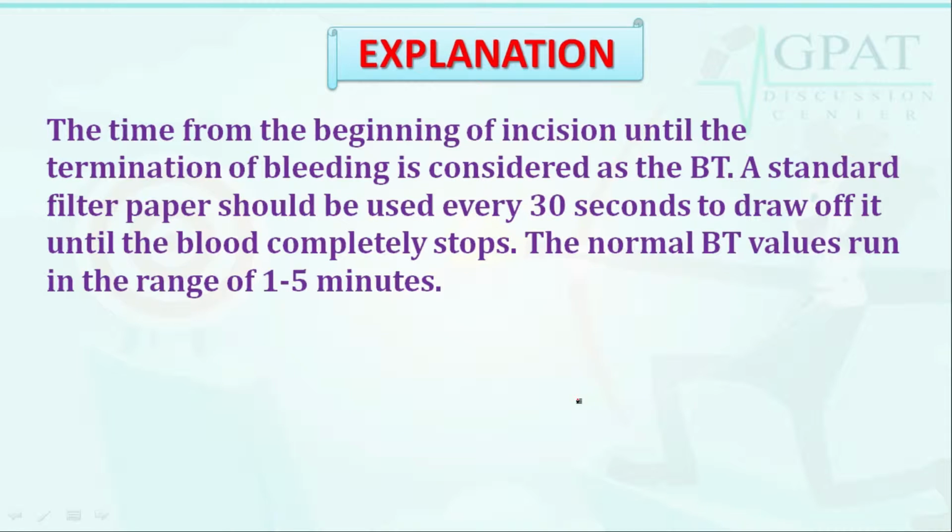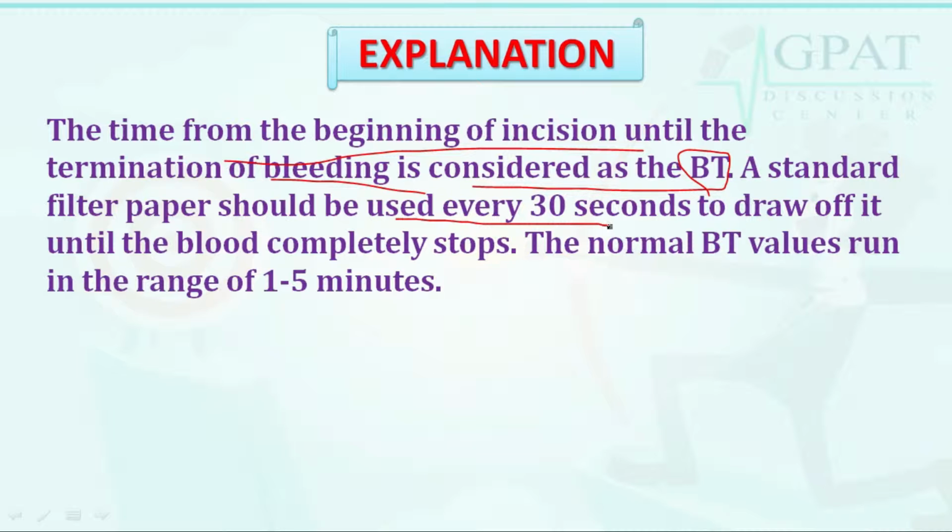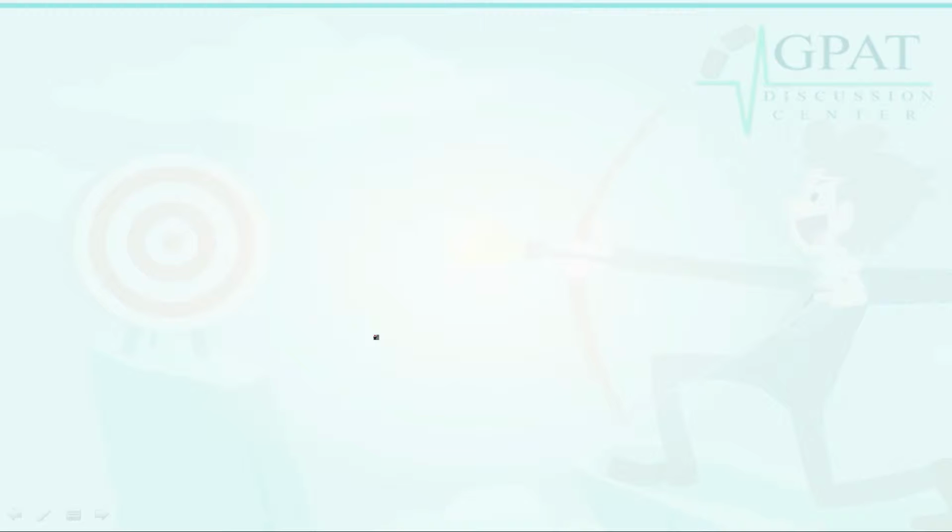So let's discuss with the help of the explanation. The time from the beginning of the incision until the termination of bleeding is considered the bleeding time, and standard filter paper should be used at every 30 seconds to draw off the blood until it completely stops. So the normal bleeding time is in the range of 1 to 5 minutes. So the correct answer is 1 to 5 minutes. Moving on to the next question.